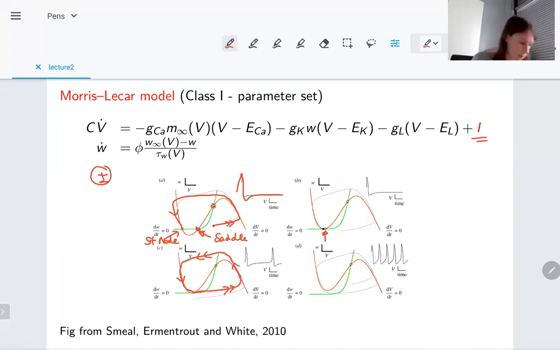A periodic orbit. Okay, so we have a periodic orbit. And if we increase the value of I applied even more, here there is an unstable equilibrium, but we don't care about it, since the trajectories just move away from it, and approach the stable periodic orbit.